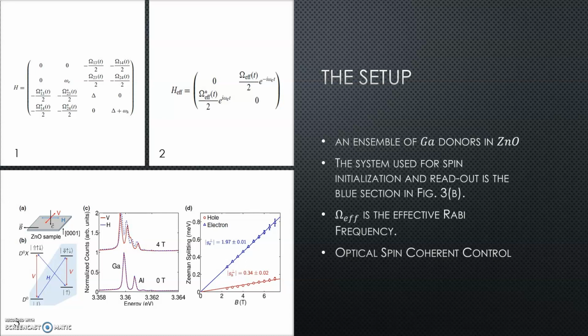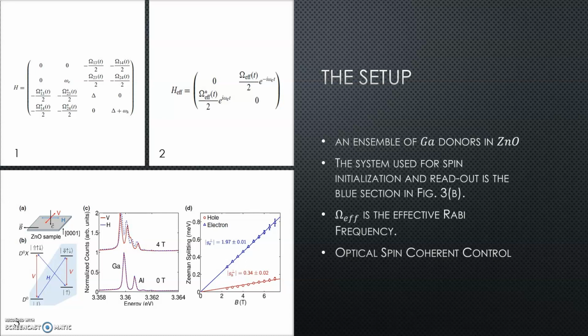The sample is mounted on a continuous flow cryostat with a superconducting magnet in the Voigt geometry. You can see in figure 3A the magnetic field direction and the optical propagation axis, which is denoted by C. The Zeeman splitting of the D0X state is solely determined by the hole spin, as the two bound electrons form a singlet. The two ground spins, up and down, in the excited state form the lambda system that is denoted by the blue area in figure 3B.